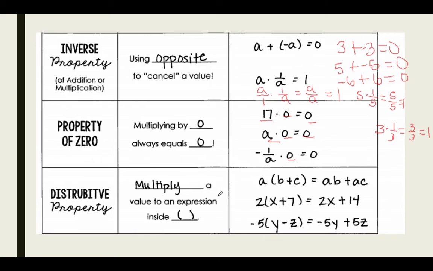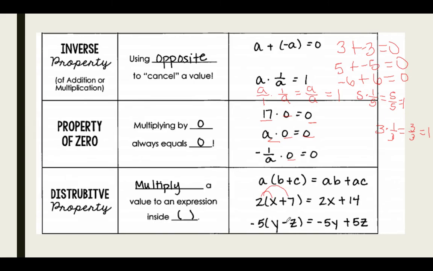Distributive property, this is a big one. Multiply a value to an expression inside parentheses. So a times b plus c is going to be a times b plus a times c. So example of that, 2 times x plus 7 is really going to be 2 times x, which is 2x, plus 2 times 7, which is 14.